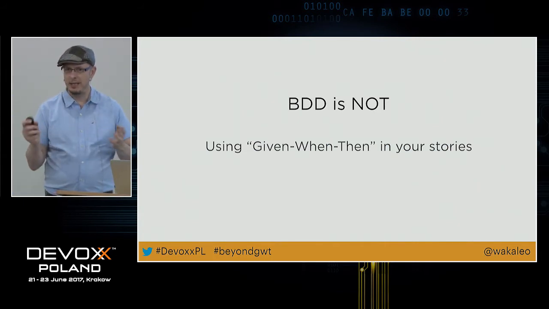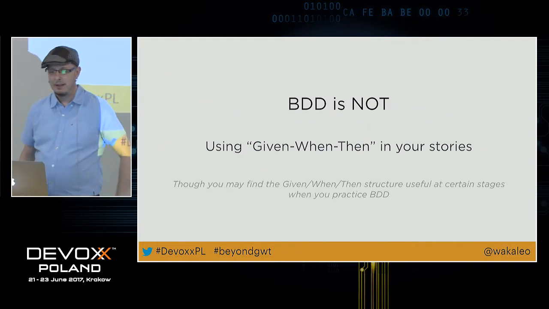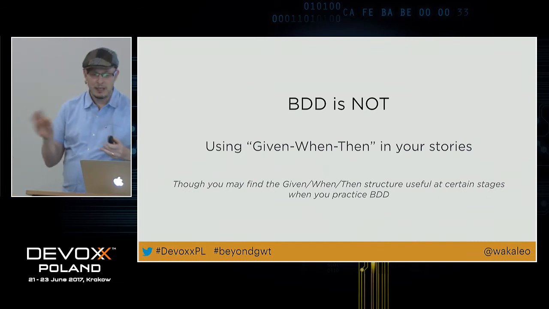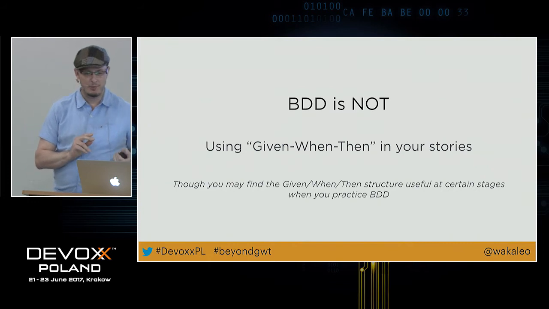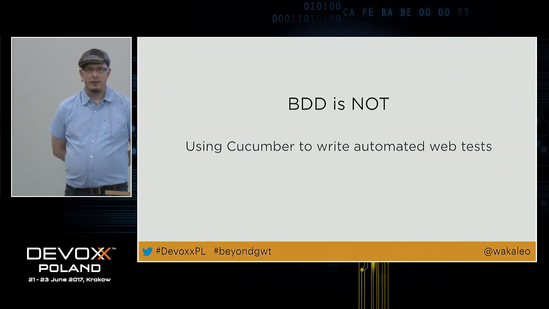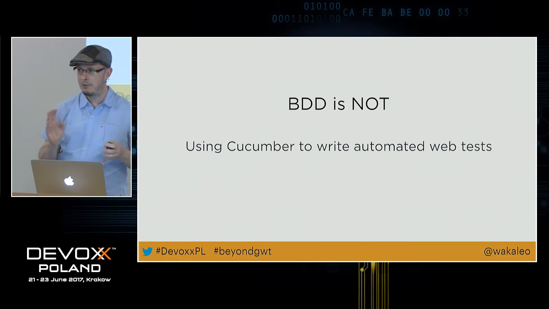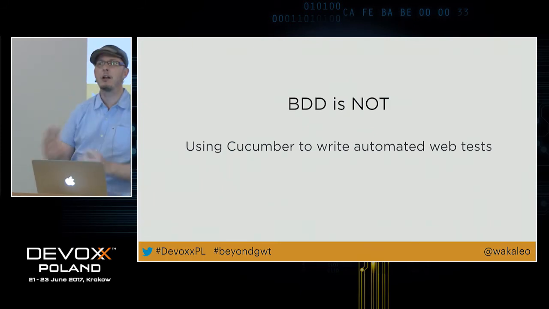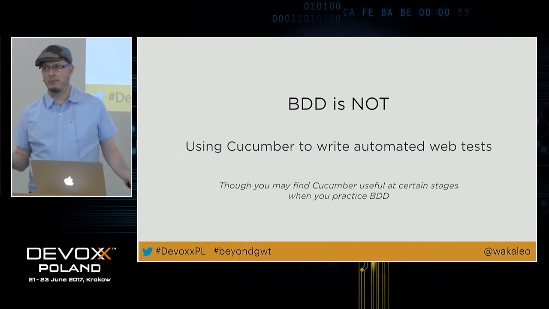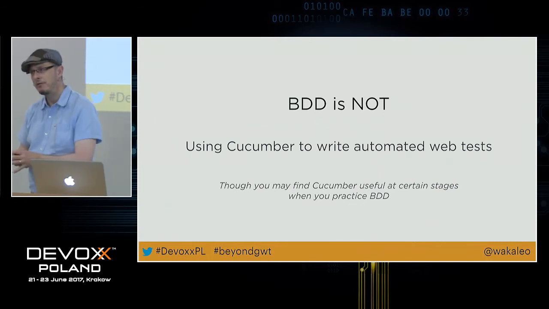Because there's a lot more to BDD than just writing given when then requirements. So BDD is not just using given when then in your requirements. The format can be very useful at times. BDD is most definitely not Cucumber. Cucumber is a useful BDD collaboration tool if it's used right, but the fact that you're using Cucumber does not mean you're doing BDD. BDD is not test automation, though test automation may be useful when you're doing BDD.